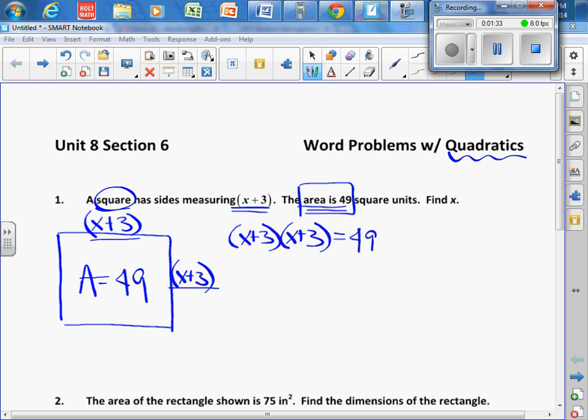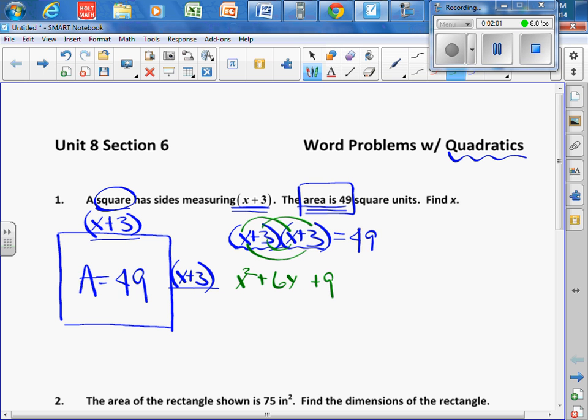In order to get this thing solved, I've got to get rid of the parentheses here. So what am I going to have to do there with x plus 3 times x plus 3? If you're thinking FOIL it, you are dead on right. Let's get rid of these parentheses, because you can't do anything with an equation if there are parentheses, right? So we're going to have to clear the parentheses. x times x is x squared. 3 times 3 is 9. We have 3x and 3x is 6x, equals 49.